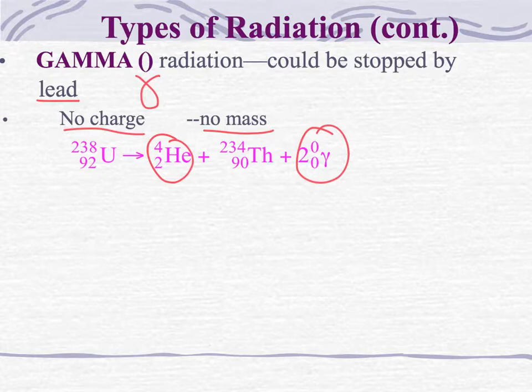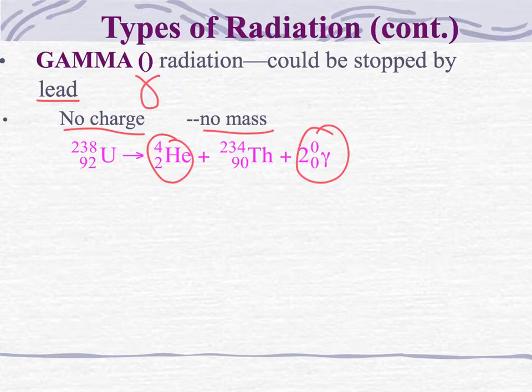So same idea, numbers on the bottom have to add up on both sides. So 2 and 90, and that's just a 0, so it adds up to 92. 238 on top, 4 and 234, and that's just plus 0. So numbers on top and bottom add up.